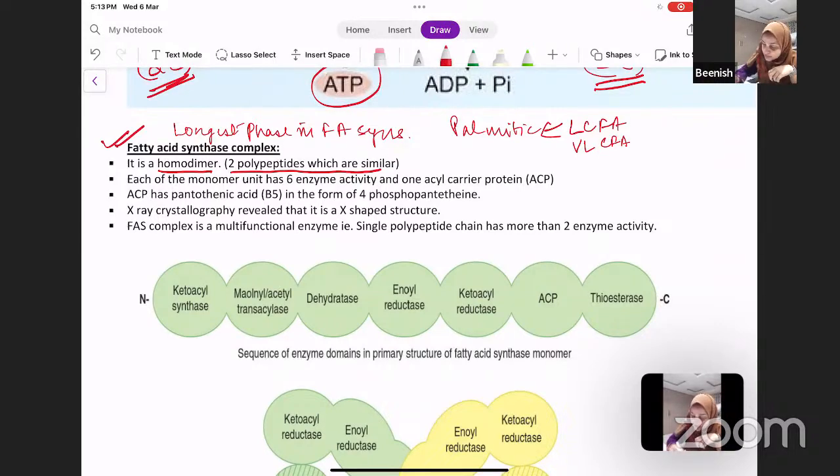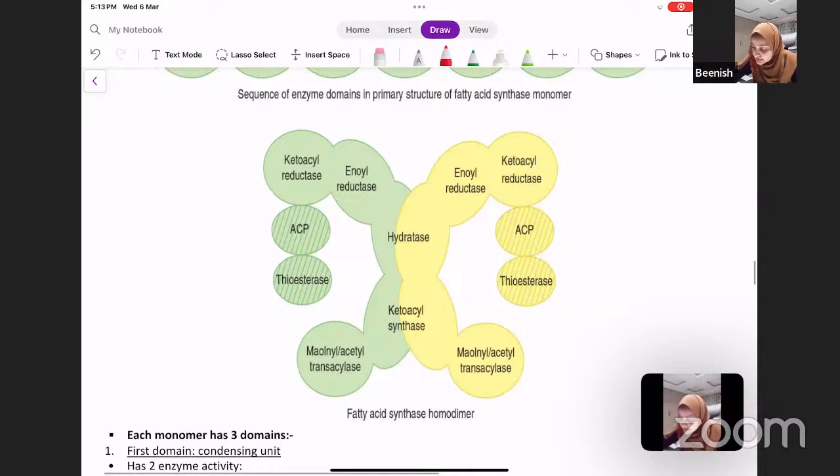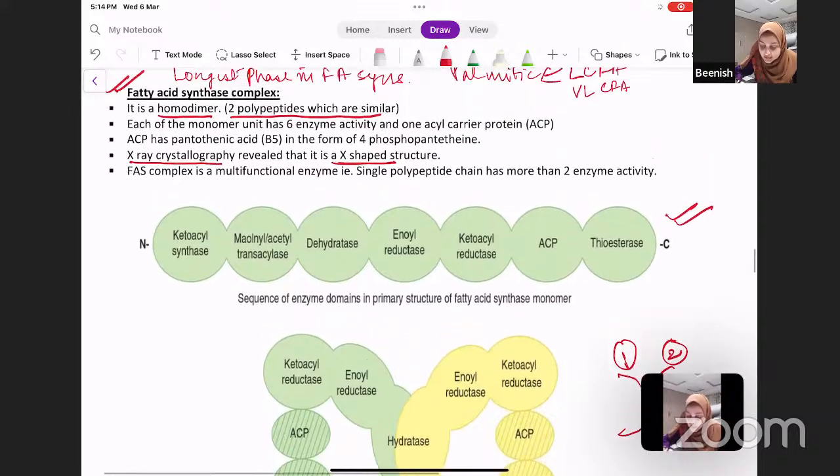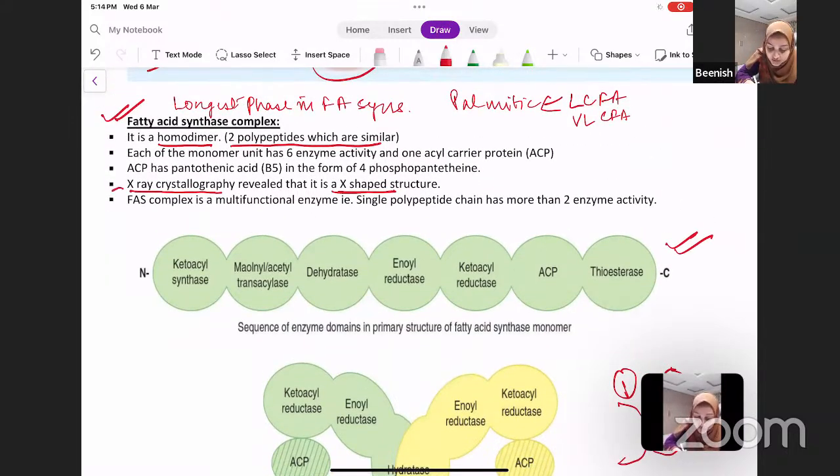You can see here the primary structure has been shown. Okay, so two similar such chains form a homodimer. And how are they arranged? X-ray crystallography has revealed that it is X-shaped. Okay, so it is X-shaped. The two monomers are arranged in such a pattern that they form an X like this. Okay, this is monomer 1, this is monomer 2. You can also see in the diagram that it is arranged in the form of an X, and this was revealed by X-ray crystallography. What is X-ray crystallography? It is a technique used to study 3D or tertiary structures of proteins.